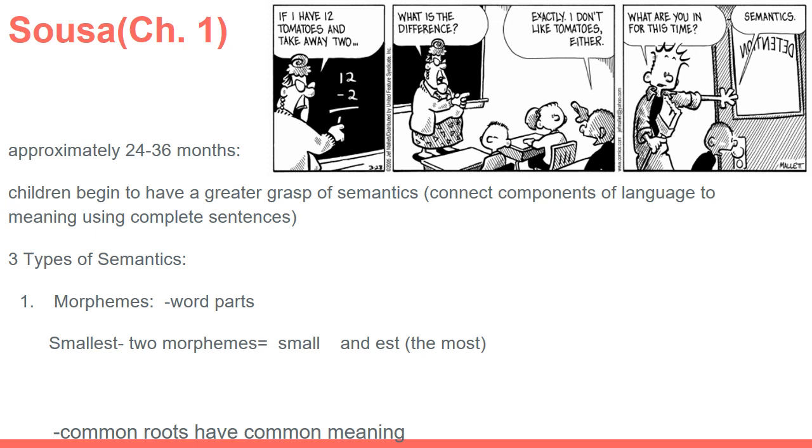By approximately 24 to 36 months, the toddlers have a pretty strong grasp of semantics. They can connect the meaning of language, or they can understand the meaning of what is being spoken to them. And they have three strategies that they do to understand semantics. So they focus on morphemes. So this would be a case where, for example, a lot of times children are still developing their conception of present tense, past tense, and the different tenses.